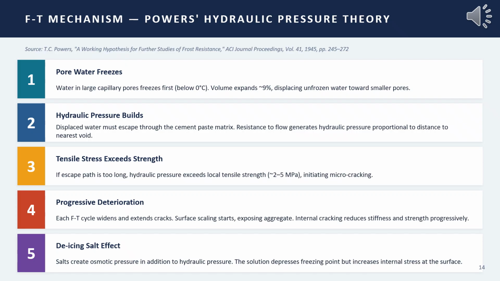Step 3. If that distance is too great, if there is no nearby air void, the hydraulic pressure builds until it exceeds the local tensile strength of the paste, initiating a micro crack. Step 4. With each subsequent freeze-thaw cycle, those micro cracks propagate and widen. Eventually, they reach the surface, causing the characteristic surface scaling we see on pavements and bridge decks. Internally, cracking reduces stiffness and over time can measurably reduce the elastic modulus of concrete.